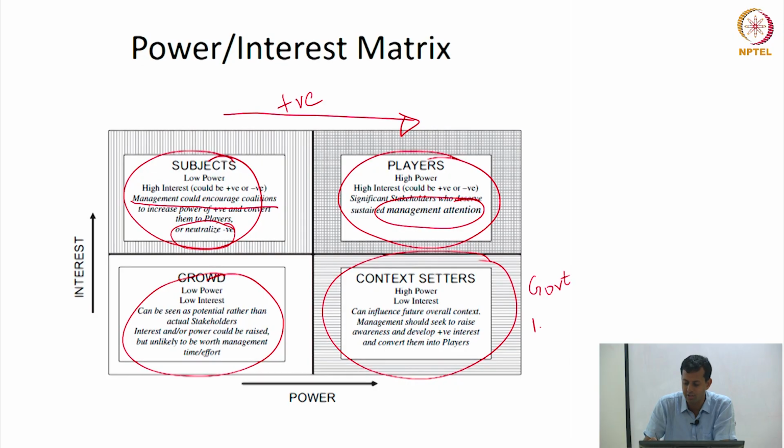So maybe the National Highways Authority, which essentially owns part of Mount Road in Chennai, probably has a lot of power to influence the development there, but not enough interest in the project, right? So again, they're a very important player, an important actor, because if they exercise their power, it is possible that the project could be negatively affected. On the contrary, if they exercise their power positively, the project could go ahead, right?